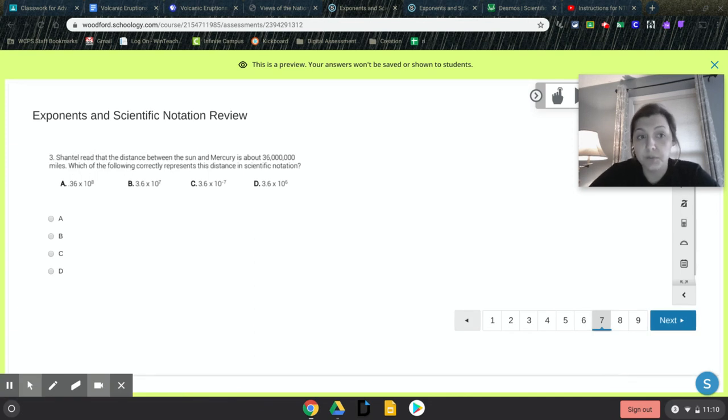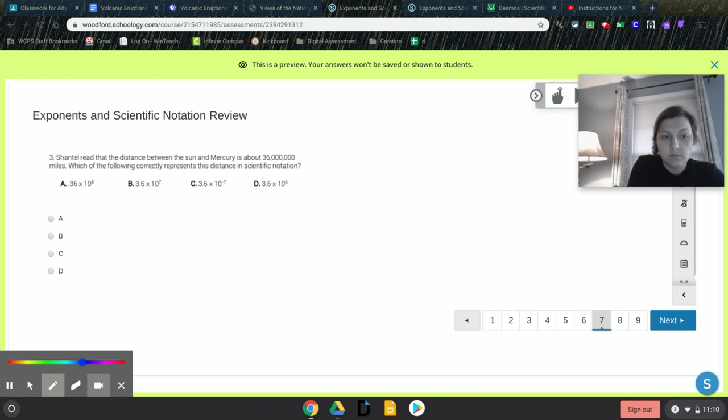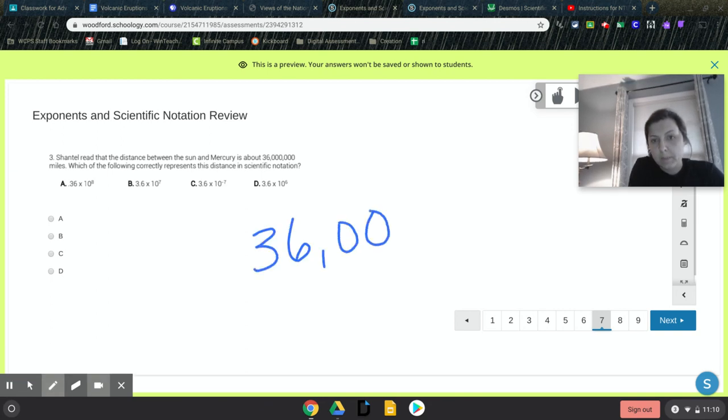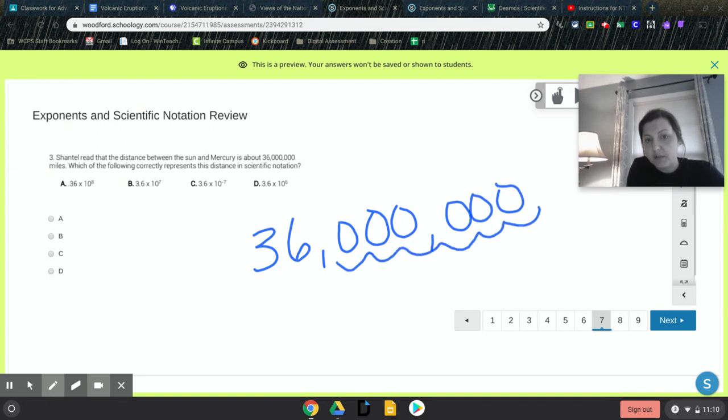This is actually number 3. So Chantel read that the distance between the sun and Mercury is about 36 million miles. Which of the following correctly represents this distance in scientific notation? So you're just going to take 36 million, move your decimal. So you have 36 million. Move your decimal until you get it between 1 and 10. Count that and raise that to your power of 10.